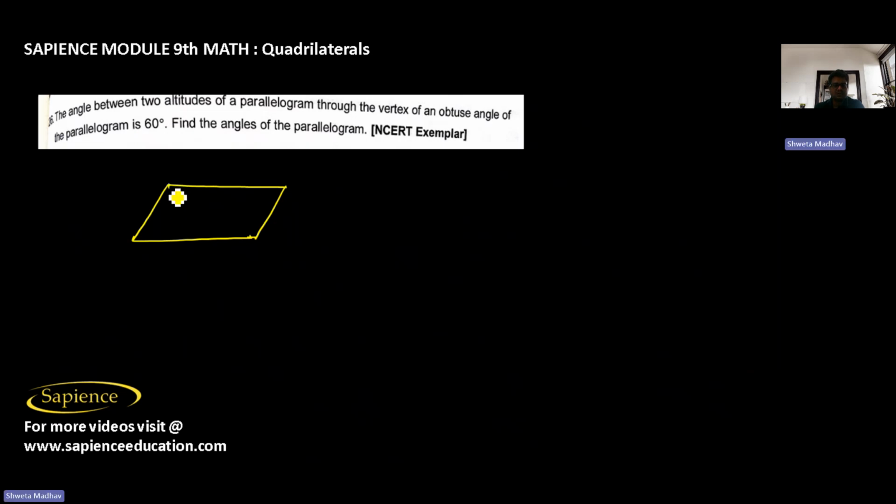So if I draw an altitude, let's say this is A, B, C, D. So one altitude from this obtuse angle is this. This is E, this is F. So one altitude I have drawn from point D, since here B and D are obtuse angles of the parallelogram. So the angle between these two altitudes is 60 degrees. Then find the angles of the parallelogram.